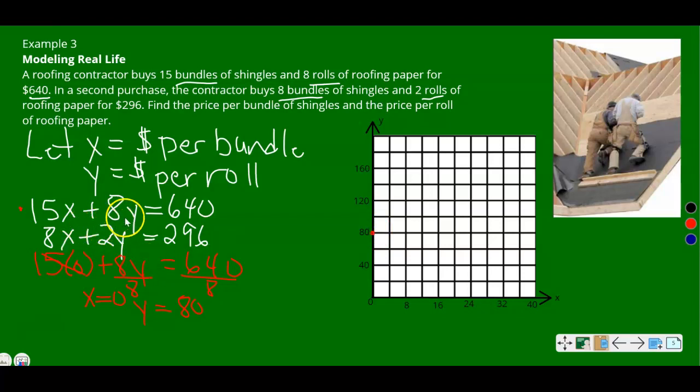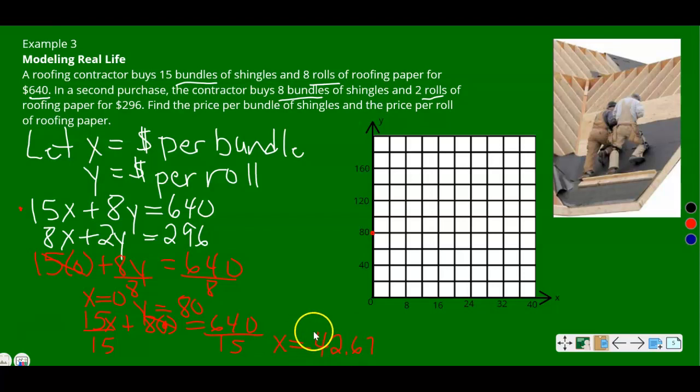And then we're going to find the other intercept for the same equation. This time leave x and let's plug in 0 for y. So we're going to have 15x plus 8 times 0 equals 640. This cancels, divide by 15. X equals, let's see, 640 divided by 15 is 42.67.